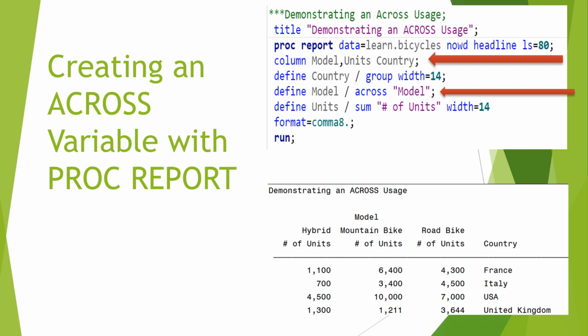Here you can see that for each of the three distinct values of model, that is hybrid, mountain, and road, we have three separate columns for the number of units along with the country column.